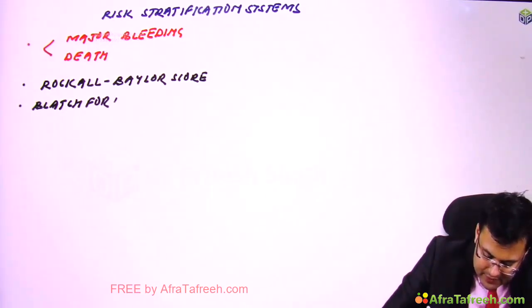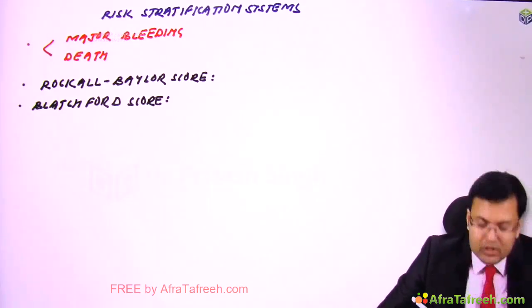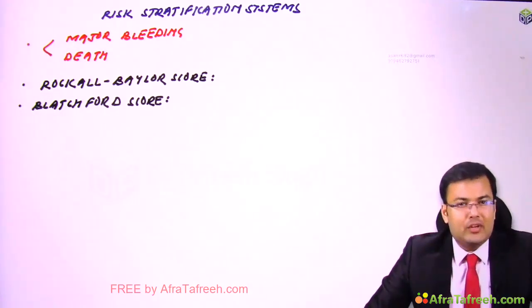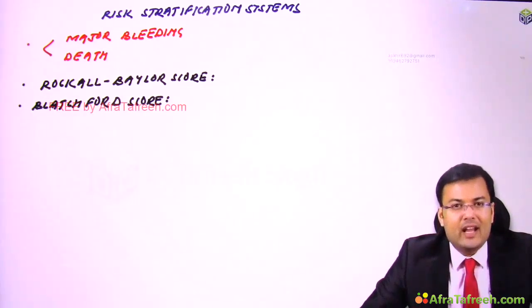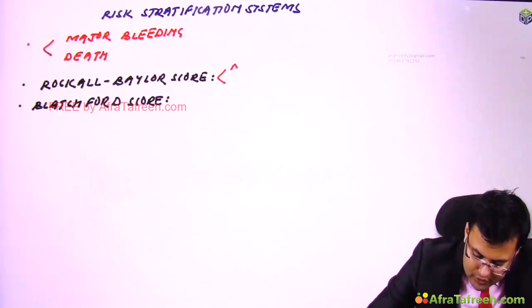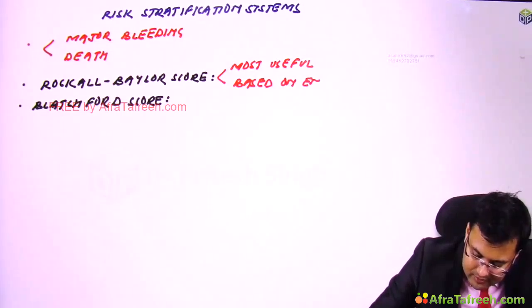First question is asked, out of these two, which one is most useful? The Rockall-Baylor score is based on endoscopic findings, and that's why it's most useful. So this one is most useful. Why? Because it is based on endoscopic findings.